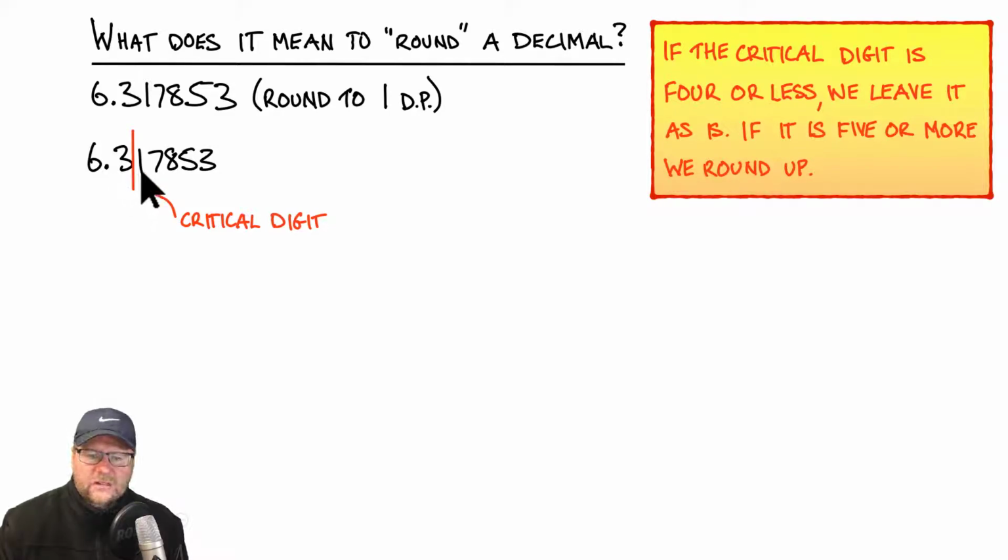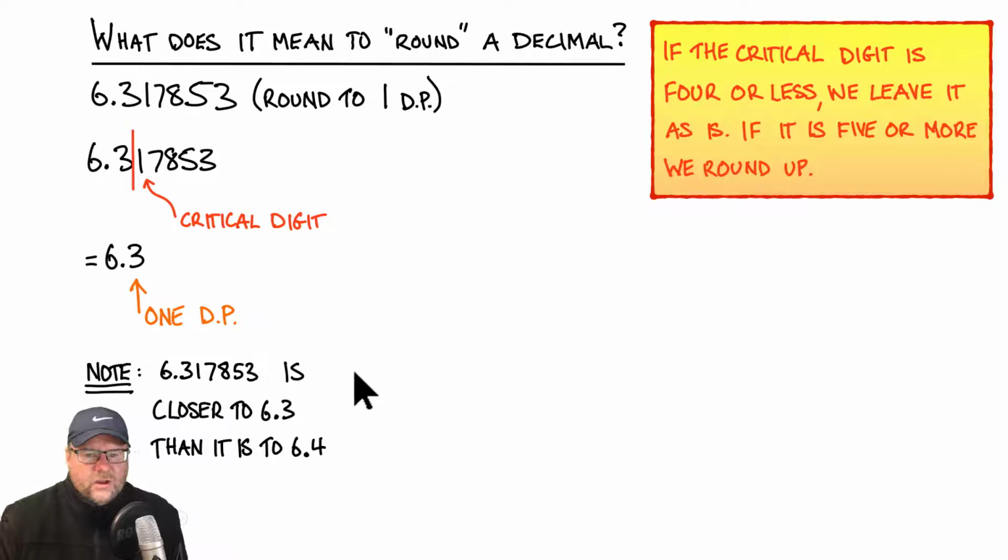Having a look here, my critical digit is 1, so that's 4 or less, so I leave it as it is. I chop it off, and my answer is 6.3. Now that 6.3 is kind of close to 6.317853, except now we've written it in one decimal place. Effectively, what that means is 6.317853 and so on is actually closer to 6.3 than it is to 6.4. So by doing this process, we're effectively saying which one it is closer to.